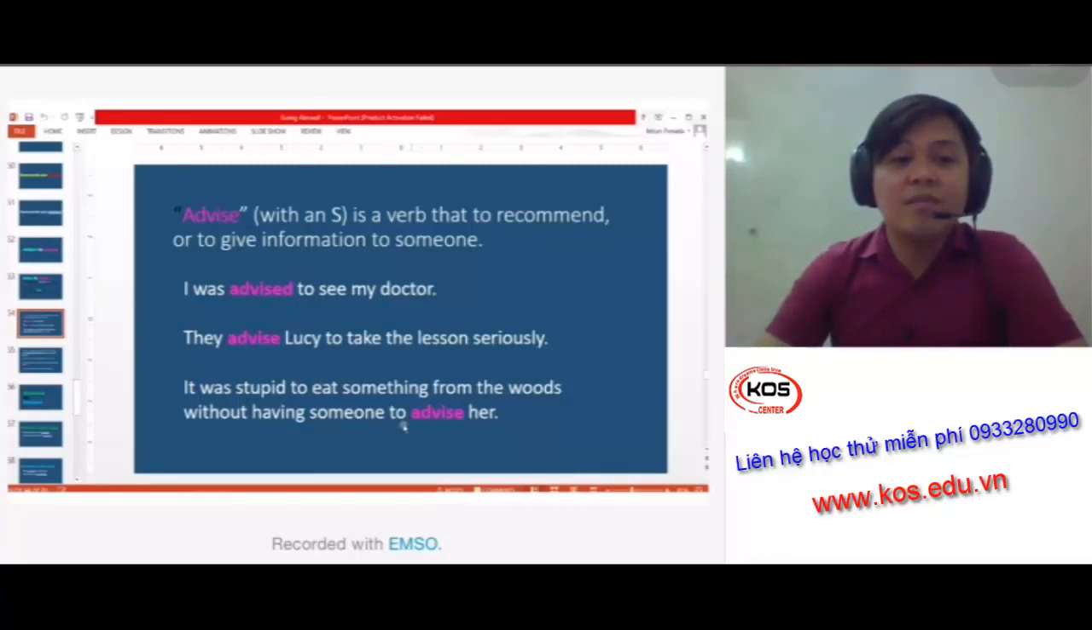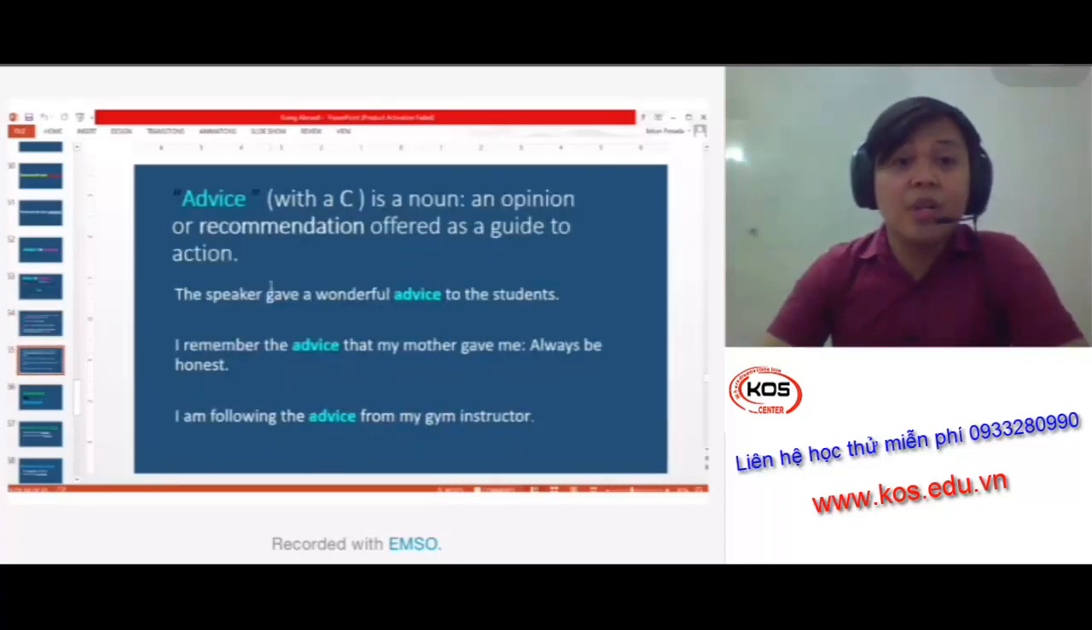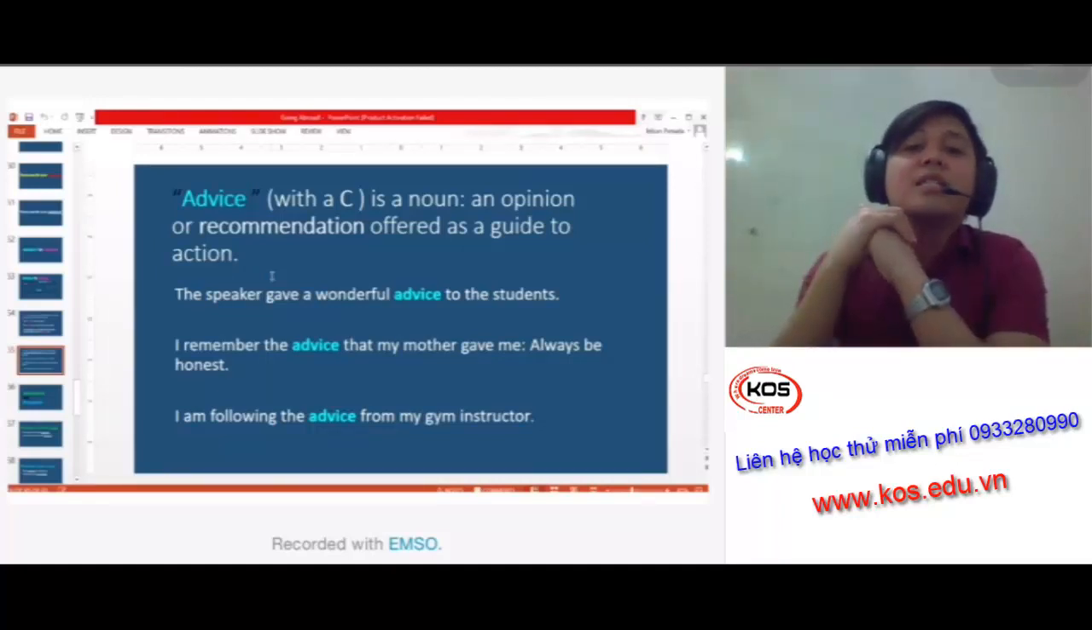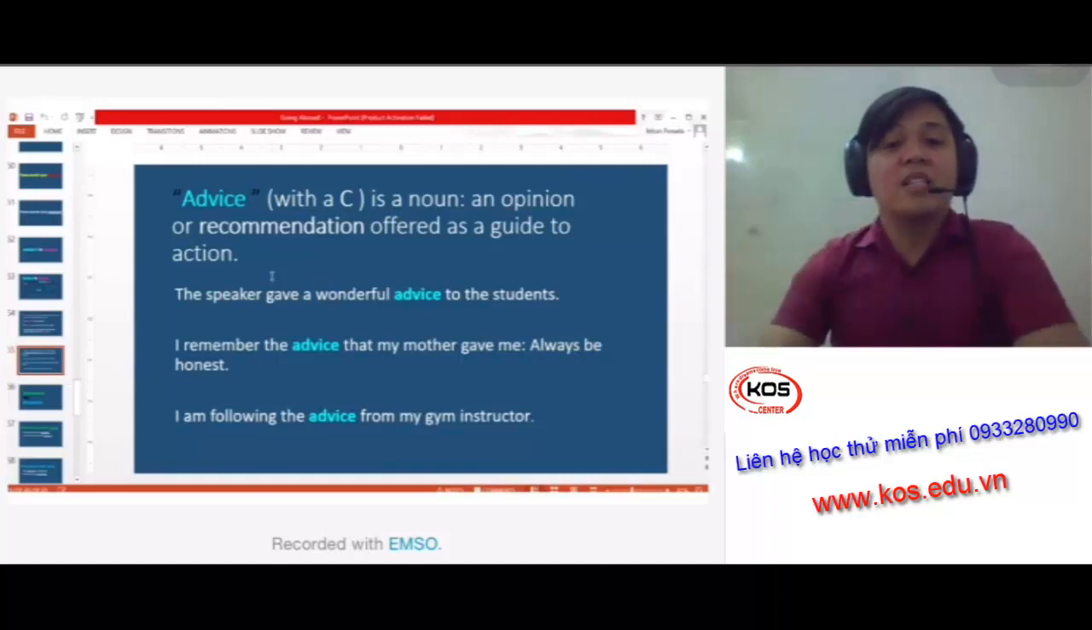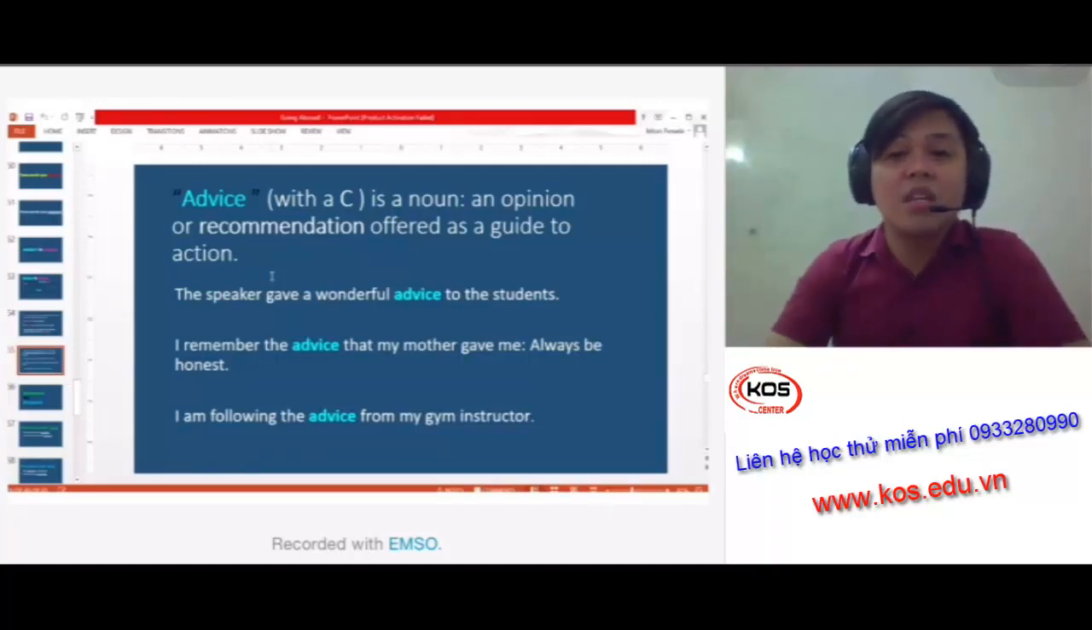And then advice with a C is a noun, an opinion or recommendation. So the speaker gave a wonderful advice to the students. The speaker gave a wonderful piece of information or something that they can think of. And then I remember the advice that my mother gave me: always be honest. I am following the advice from my gym instructor to exercise every day.